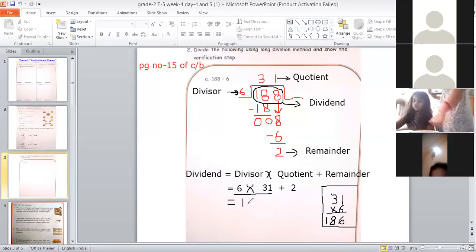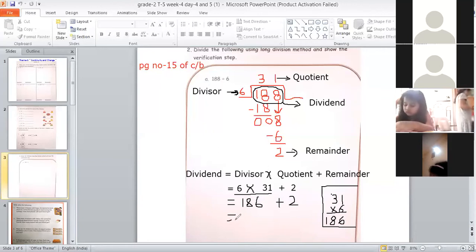So here beside this equal to symbol you will be writing 186, because if you multiply 31 and 6 together you will get 186. Okay, fine. Then this plus symbol is already there. You will put this plus symbol again, and then you will write this 2 also here again. Now what we have to do, we have to add this 186 and 2.